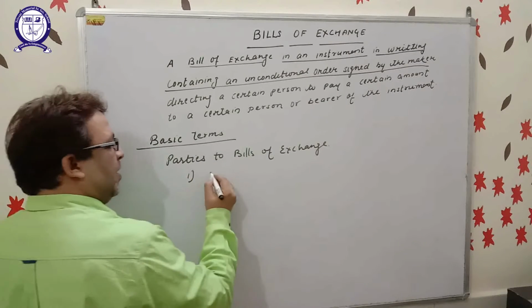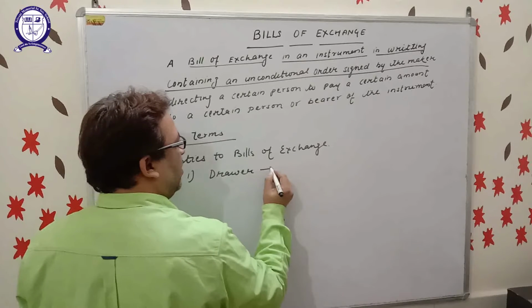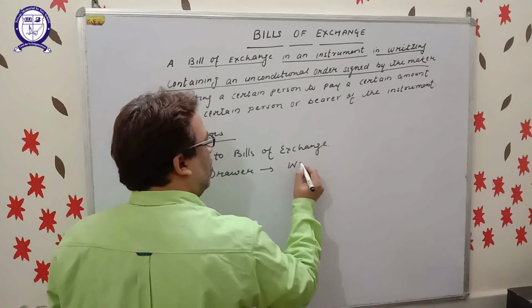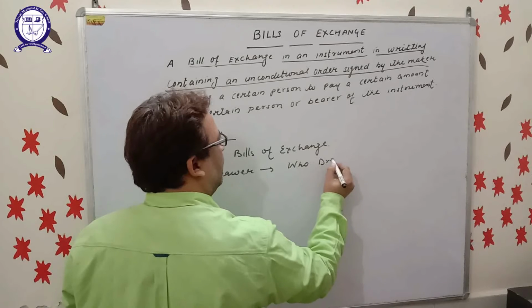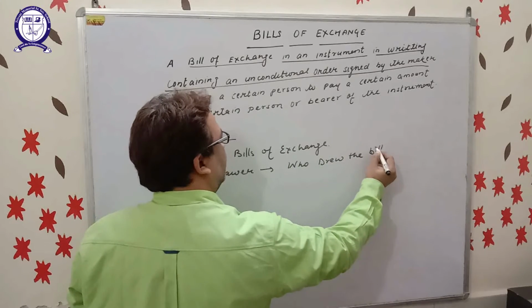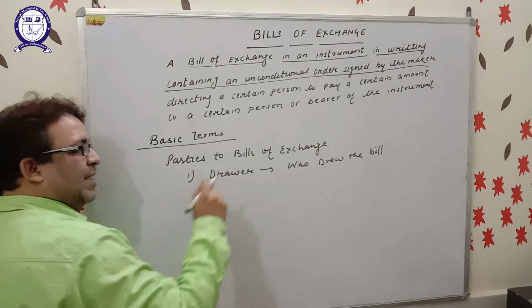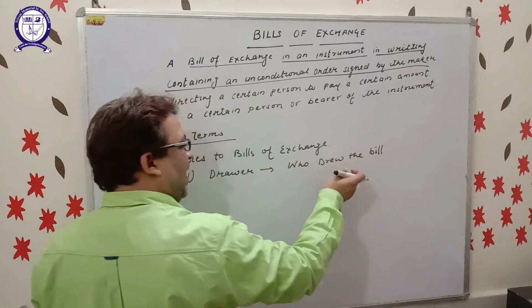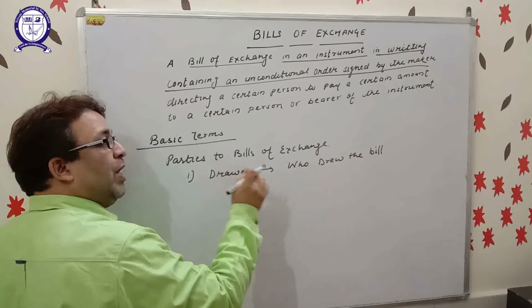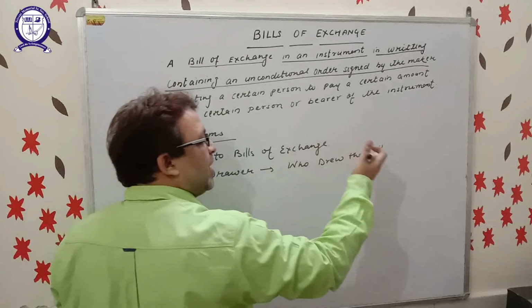Number one, drawer. Drawer is the one who drew the bill. He is the maker of the bill, and the bill is drawn by the person who is the creditor, who is selling his goods on credit.